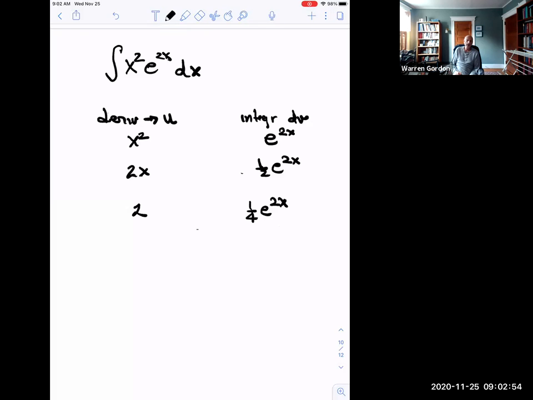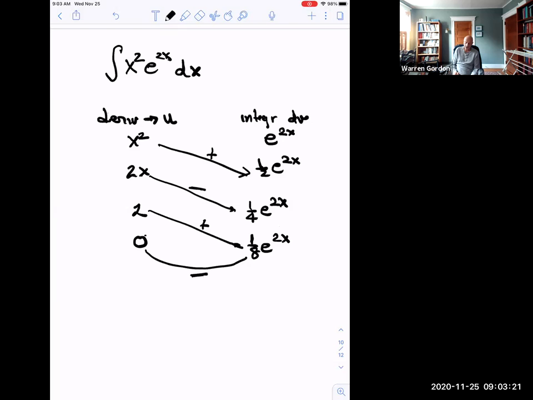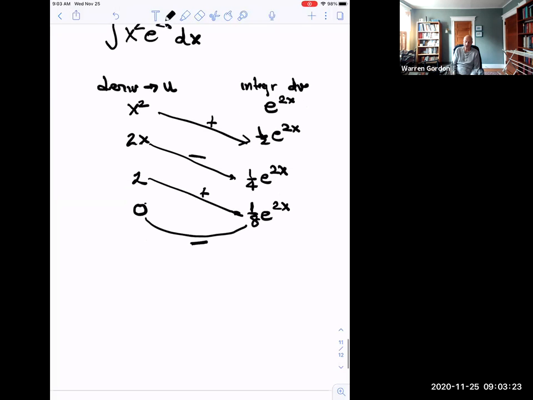And notice there's a 2 here. If I differentiate 2, I get a 0. So let's do it one more time until I get a 0. And if I integrate, this would give me 1/8 e to the 2x. Now, the interesting thing is, every time you do an integration by parts, the signs change. So we put a plus sign here, a minus sign here, a plus sign here, and across columns we integrate. But notice the integral is going to give me a 0 because I have a 0 here.